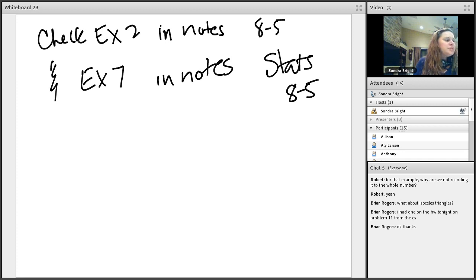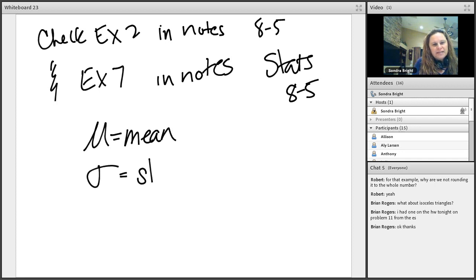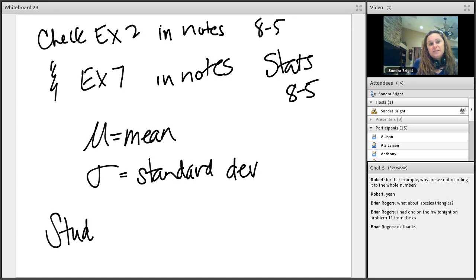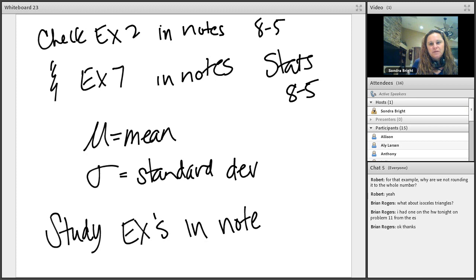I would just say, in general, the examples in the notes are very good. Don't forget that mu means mean and sigma is your standard deviation. You don't have to memorize that big old long formula. You just need to know how to use it and plug it in, which still seems like a struggle. So definitely study the examples in the notes.